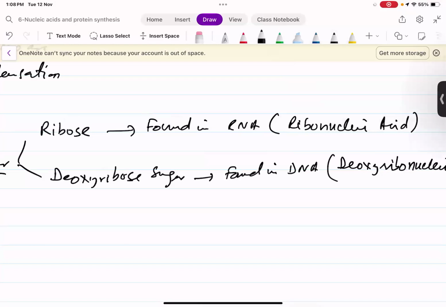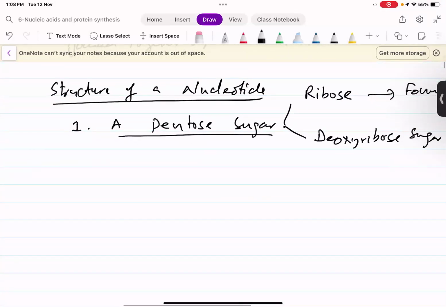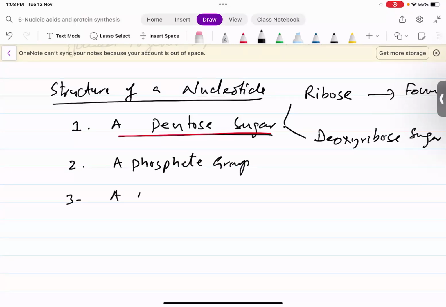So this is the pentose sugar, and the second component is a phosphate group, and third is a nitrogen base. There are two types of nitrogen bases.